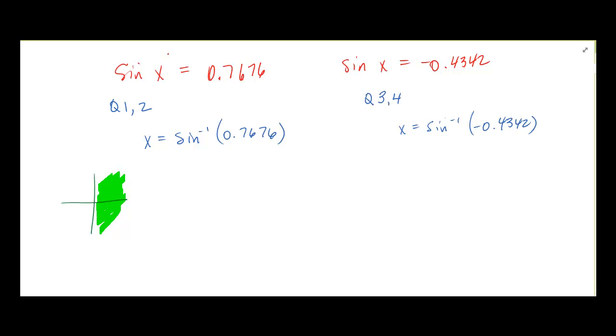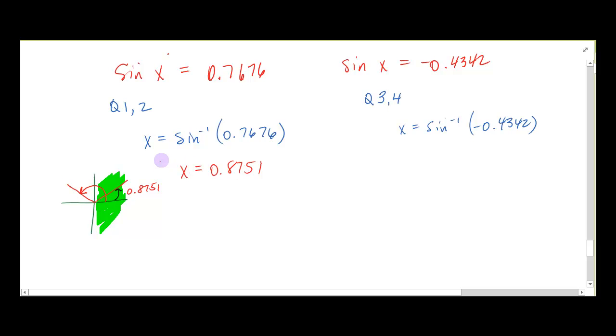So I'm going to draw a picture of what it gave me back. When I take the inverse sine of 0.7676, it gives me 0.8751, and that is this angle right here. This is 0.8751. I also need that same angle that would occur over in quadrant 2. So that is this value over here.